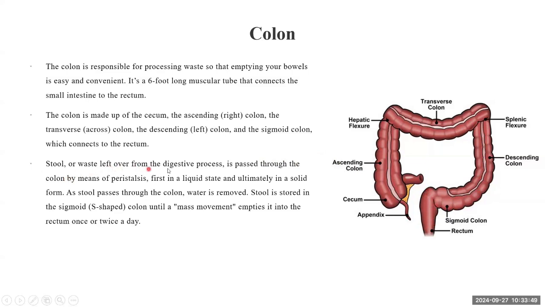So stool or waste left over from the digestive process is passed through the colon by means of peristalsis. Again, peristalsis is a movement in which the proximal part is contracted and the distal part is relaxed. So the waste or food in the intestine is propelled or pushed forward, so it can keep moving. If the mobility of the gut is impaired, as you might have encountered after anesthesia or surgical procedures, that motility is gone for a few hours.